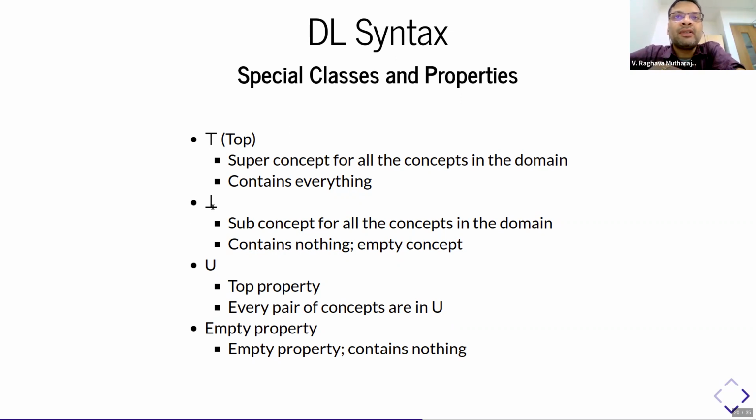The opposite of that is the bottom concept. Bottom concept is equivalent to the null set, so it doesn't contain anything. So top concept is the super concept for all, and bottom is the sub concept for every concept. They are negations of each other. Similarly, we have the U, which is the top property. That means it's a super property for every property, and then there's the empty property, which contains nothing. Okay, so these are the special classes and properties.